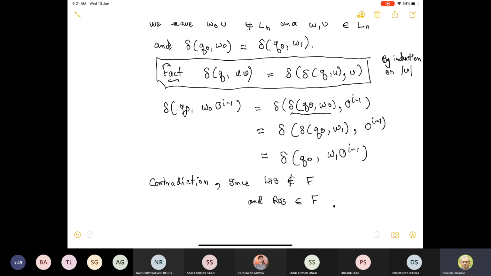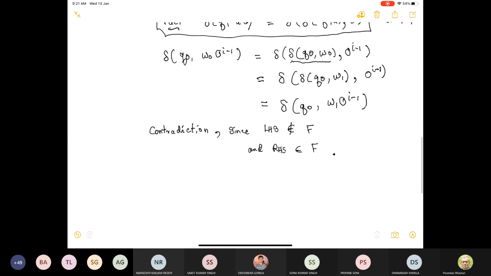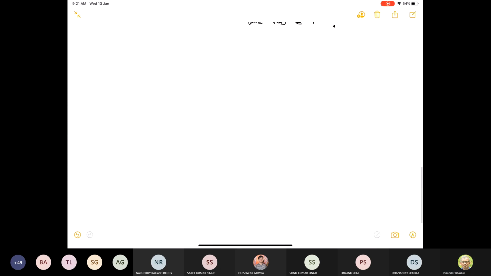So let us proceed to the next important concept, which is non-determinism.